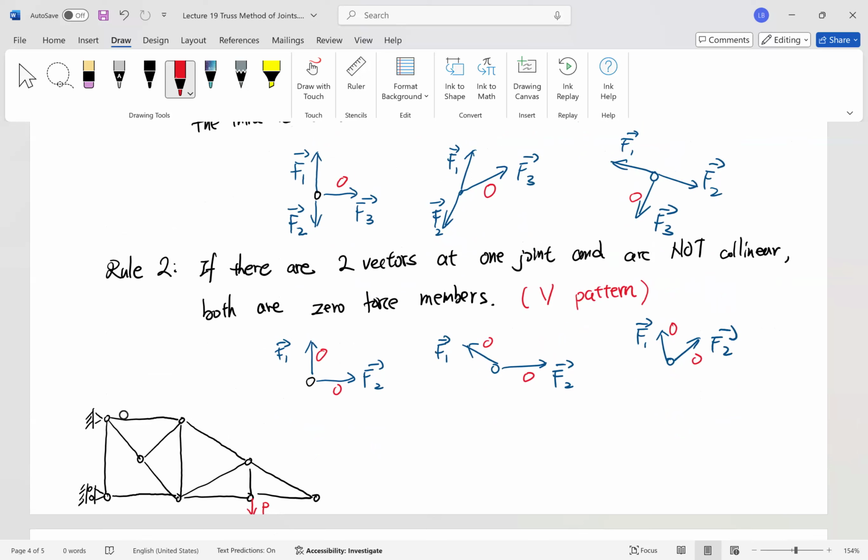Okay. Now I'm going to give the answer. In total, we have four zero force members here. And how can we identify that? So first, draw the free body diagram of this structure.